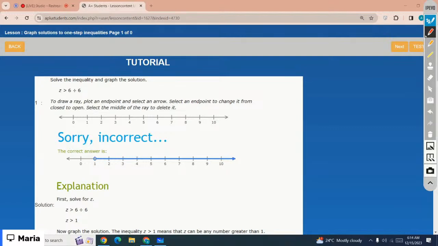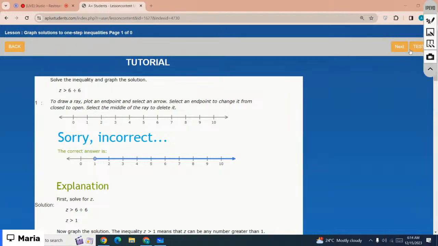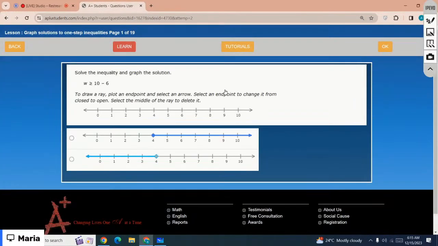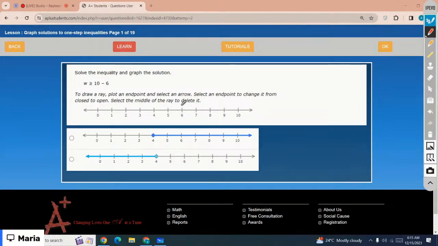Let's just start with the test questions. Okay, solve the inequality and graph the solution. Okay, let's just solve. You have w is greater than or equal to 10 minus 6, so that means 10 minus 6 is 4. So the inequality is w is greater than or equal to 4. Now you are given two graphs. Which is the correct one? First or second?